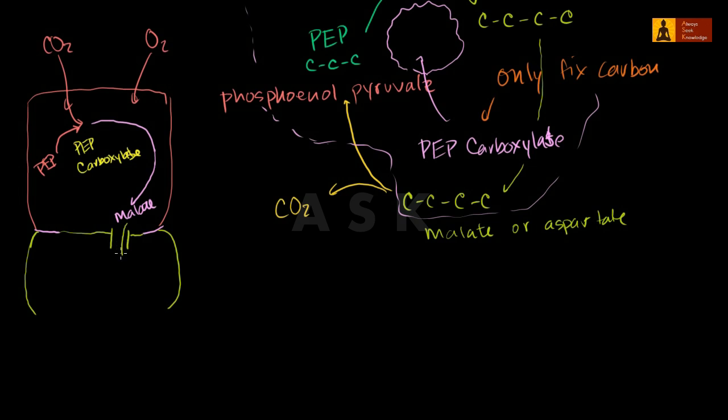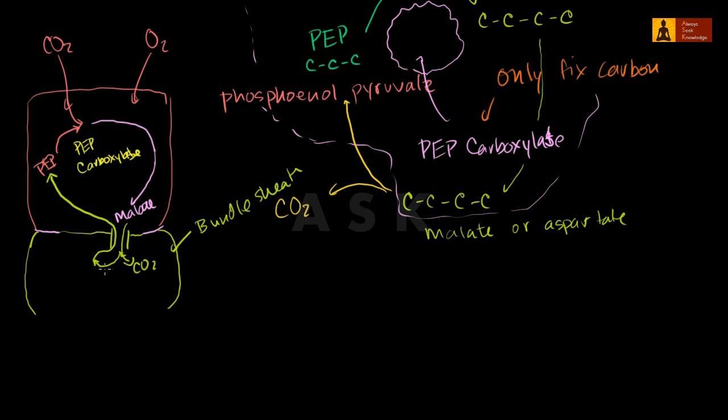So the malate can come here, and then within this deeper cell, within this bundle sheath cell, it can then react to form carbon dioxide and pyruvate. And this is the pyruvate. And that pyruvate can then later go back to form the PEP again. So this can go back through your plasmodesmata and form the PEP.